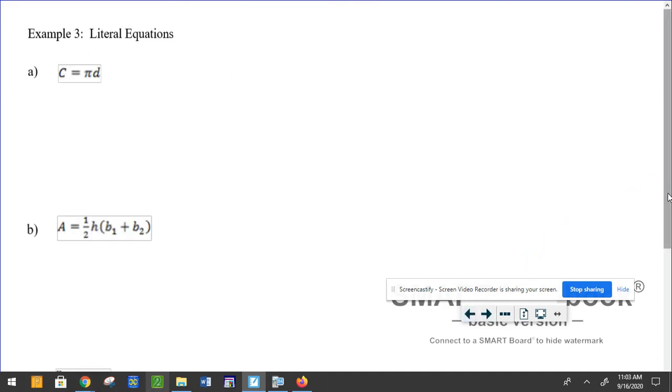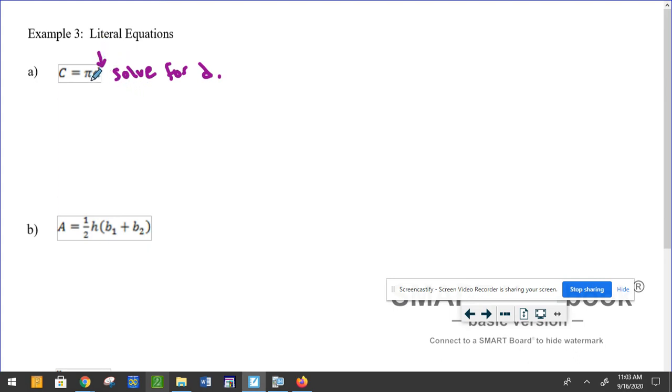All right, I'm sorry, literal equations. These are equations that have no numbers, but you're going to do the same steps that you would if there were numbers. So this one we're solving for d. The literal equation has to tell you which of the variables you are solving for. So we're solving for d, we're trying to get that by itself.